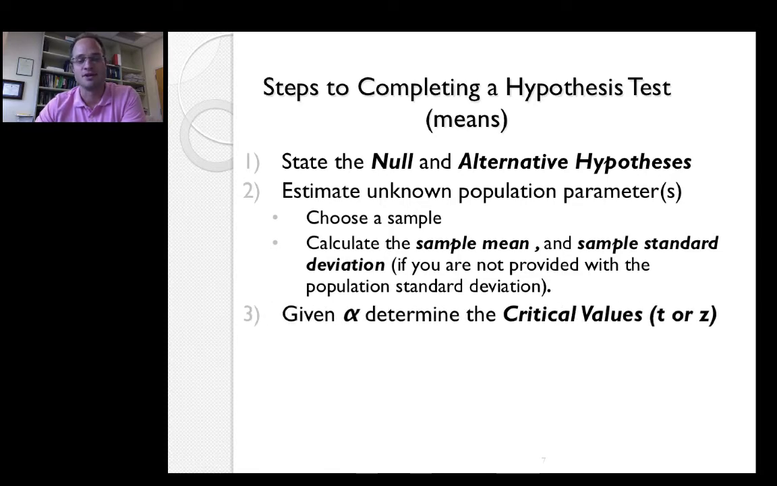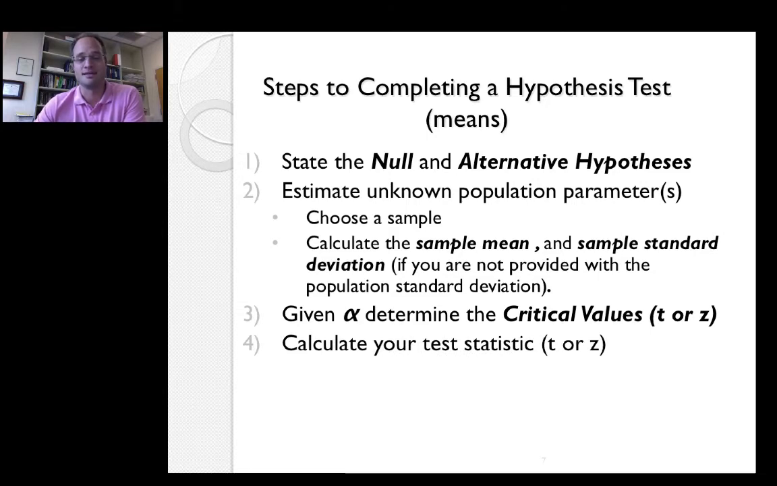Given alpha, we determine the critical values. These could be T or Z. Remember, they would be T if we don't have the population standard deviation and we had to estimate it using the sample. That's when we want to be more conservative and use T in place of Z.